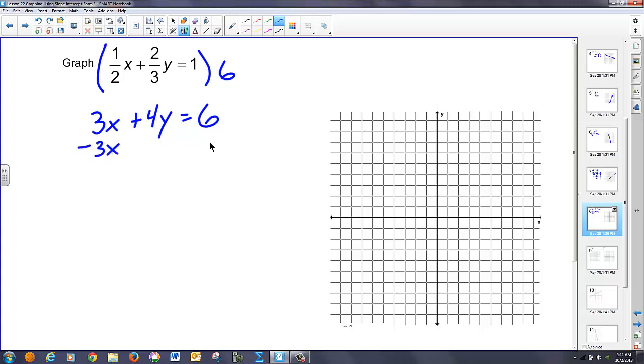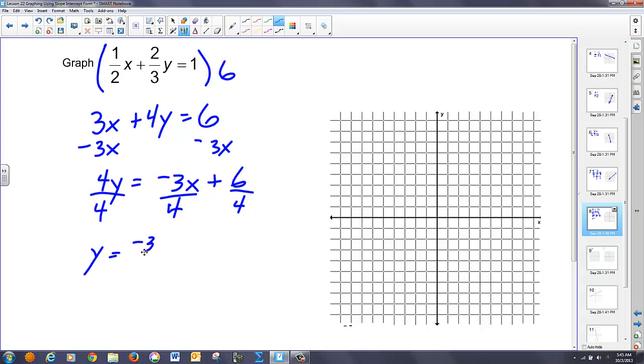Subtract 3x from both sides. Pay attention to like terms, so I have 4y is equal to -3x plus 6. Divide each side by 4, and I choose to divide each term by 4. So -3/4 x plus 3/2. Now this is a little bit different because my y-intercept is a fraction.